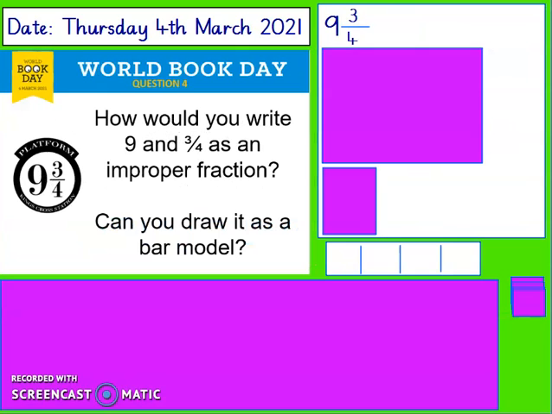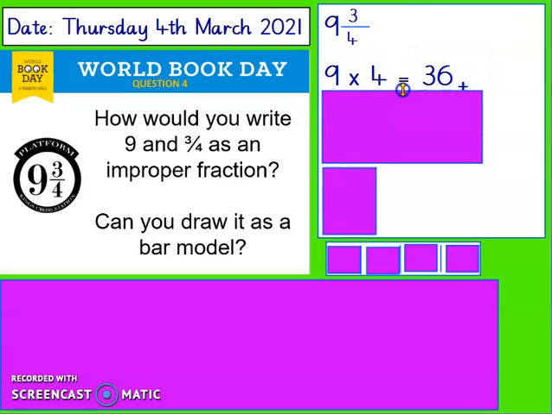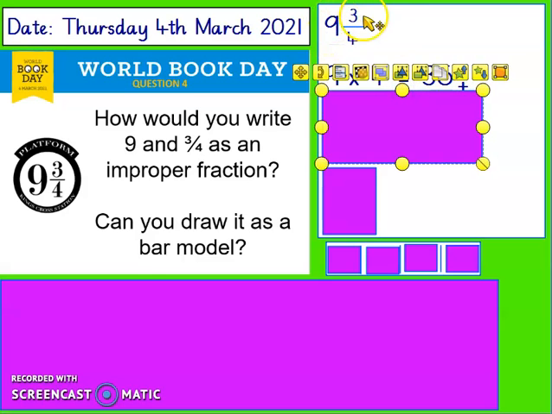Question 4. How would you write 9 3/4 as an improper fraction? Can you draw it as a bar model? So here's an example of a bar model. We've got 9 whole ones and each whole one is made into 4. We know that because it's quarters. So here's our bar model. So one whole one would be 1, 2, 3, 4. And we need 9 of those. So our first calculation would be 9 times 4 equals 36. And then if we look here, we've done a whole one, so we've got 3 extra. So we need to add 3.